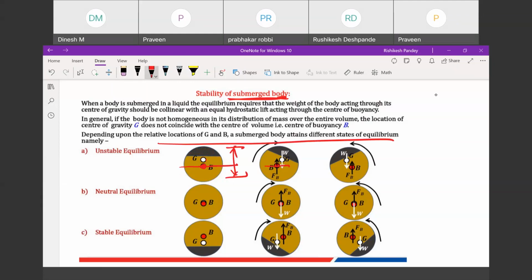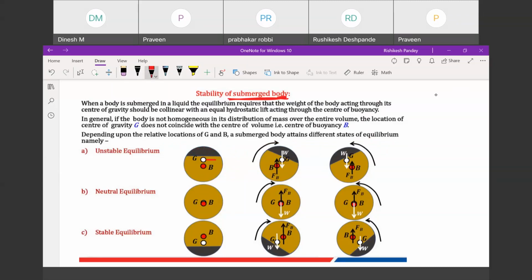So in all the cases here, B will lie at the center, because this is a case of a completely submerged body. Only the location of G will change, and with that change we'll see the stability criteria. Now first, let's say this is the heavier part and this is the lighter part, so obviously G will shift upward. It will be somewhere here.